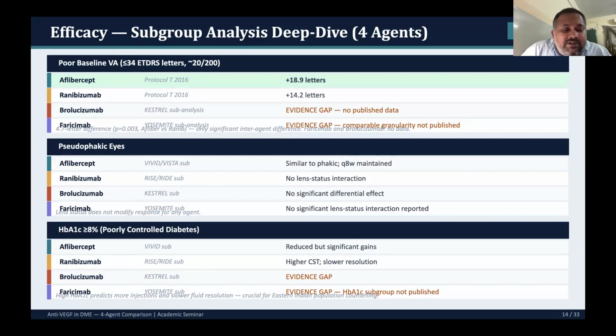Now, in terms of patients who had poorly controlled diabetes, where HbA1c was greater than or equal to 8%, aflibercept reduced the IRF, and there were significant gains in visual acuity with aflibercept. Ranibizumab had higher CST but slower resolution. For brolucizumab and faricimab, again, there is an evidence gap.